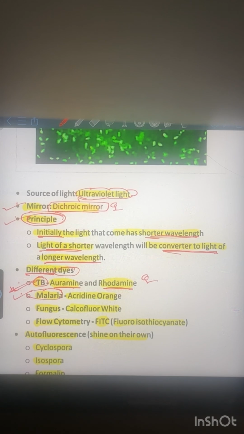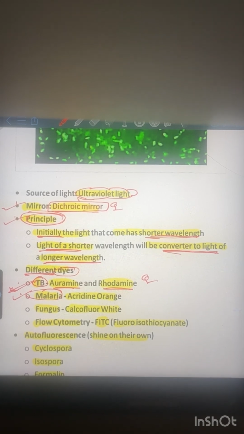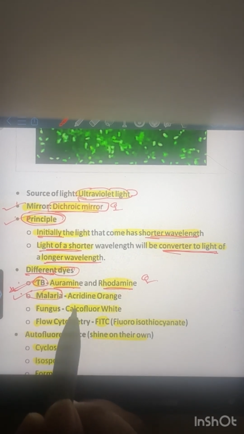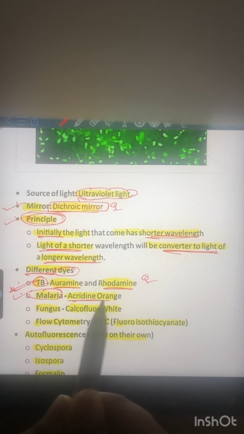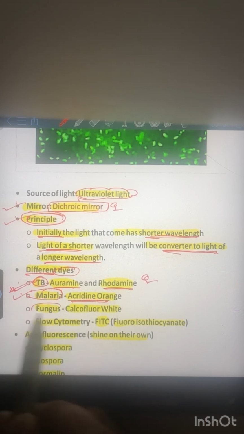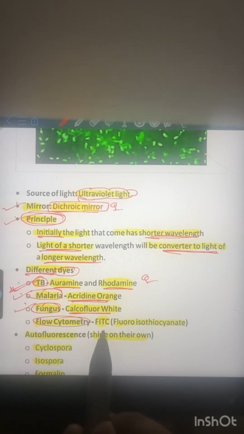M, because remember M is for Mycobacterium TB, right? Okay, what is for malaria? For malaria, we have something known as acridine orange, which I taught you in the malaria chapter also. What is it for fungus? Again, something that I taught you in the fungus chapter. It is CFW, that is calcofluor white. And now I want to integrate pathology also over here. So now tell me, what is the fluorescent dye that you use in flow cytometry? In flow cytometry, what we use is FITC. What is FITC? It is fluorescein isothiocyanate. Fluorescein isothiocyanate is the dye that is used, FITC.